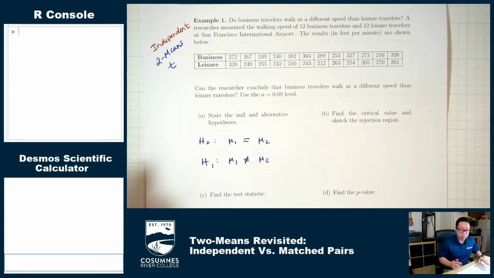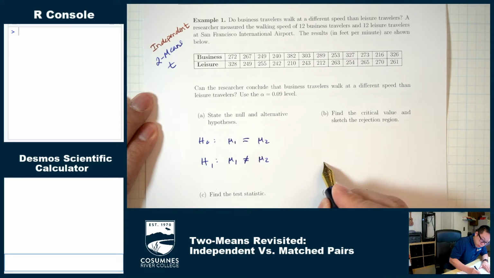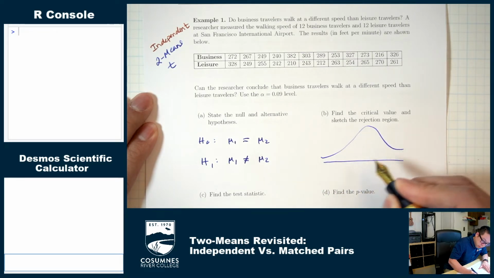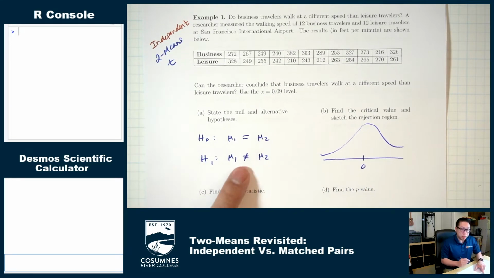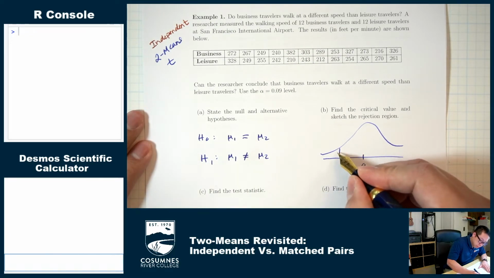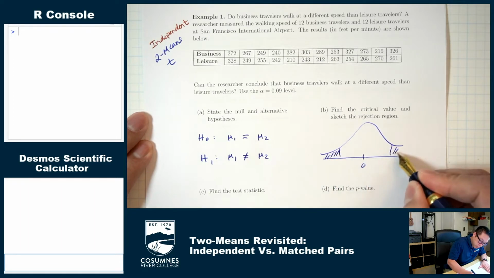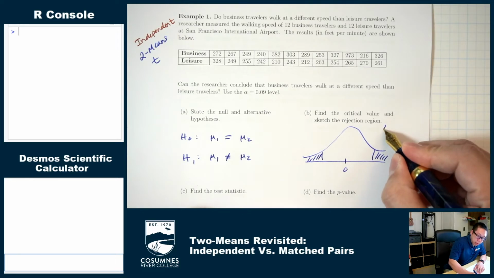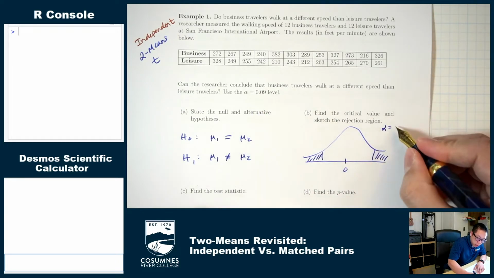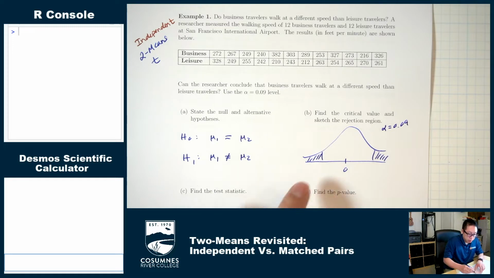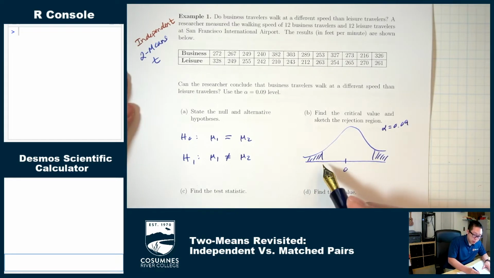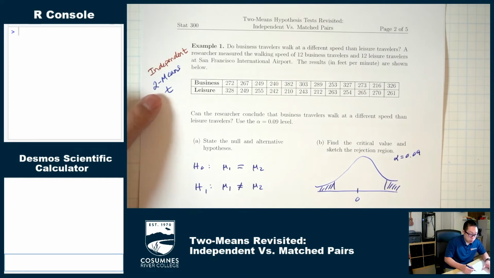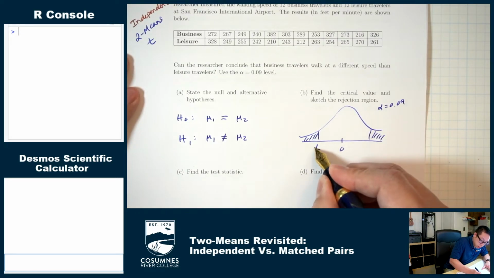Part B is the same as before. Draw your picture. Not equals means that this is going to be shaded two tails. And then the shaded area is our alpha. Our alpha here is 0.09. Left and right side together is 0.09. And then your job is to either define the Z star or T star. We're talking about means here, so I'm looking for the T stars.